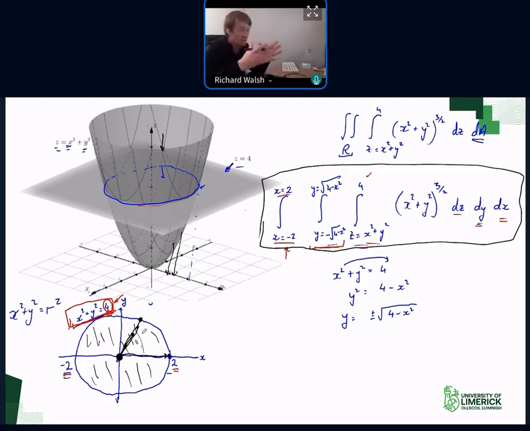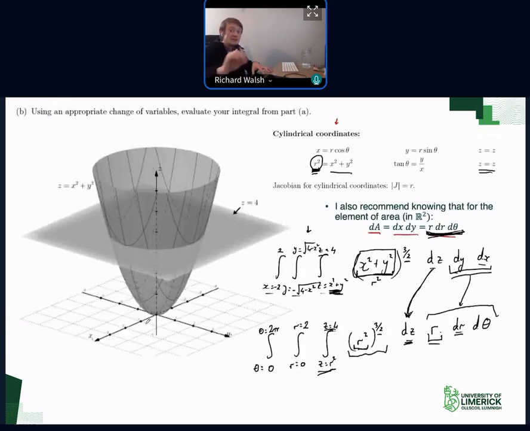So the possible r distances will be either 0, literally that point down there at 0, 0, 0. So the distance from the origin could be 0 up as far as 2. So they would be our r limits, from 0 up as far as 2.